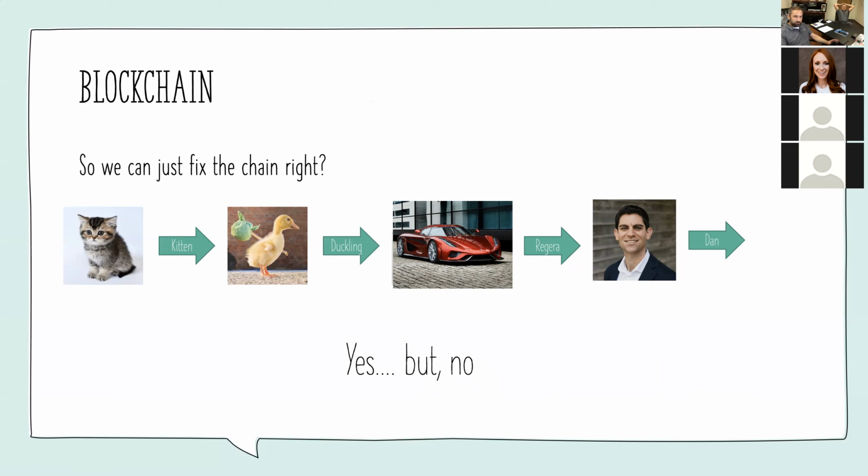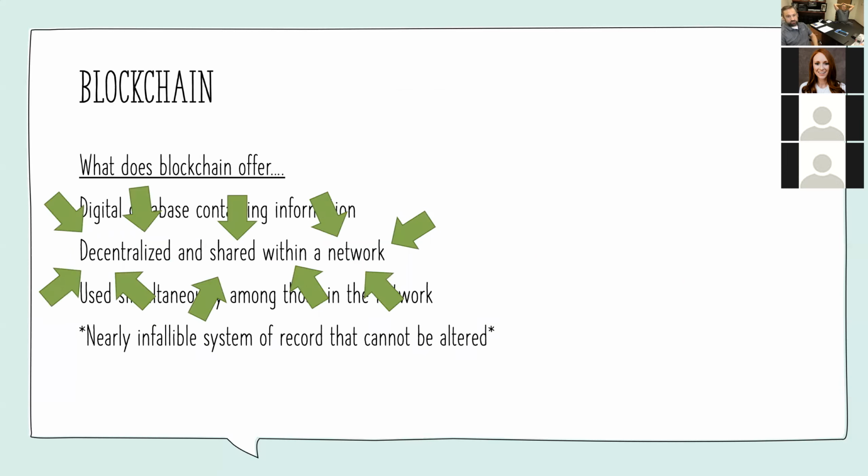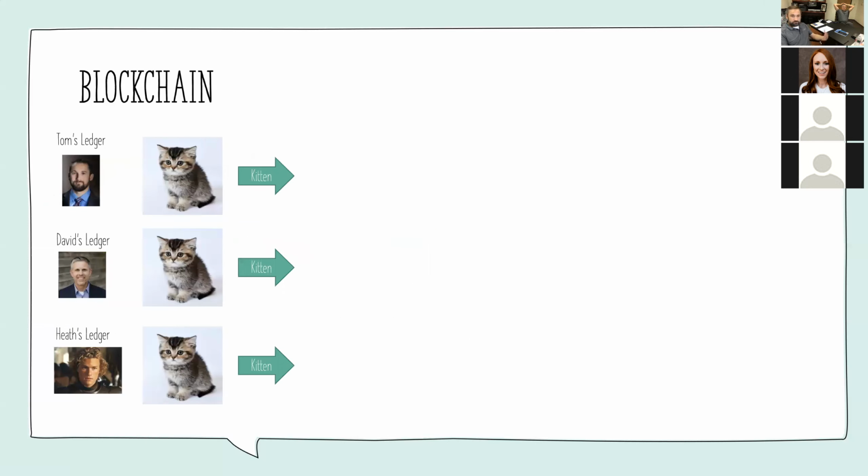But it doesn't work exactly like that, because if we go back to our definition and we see that second piece, decentralized and shared within a network. So that's where the blockchain technology really gets its strength. So we'll have several blockchains now. We've got Tom's ledger, David's ledger, and Heath's ledger. We all have Kitten. So this is the way it works.